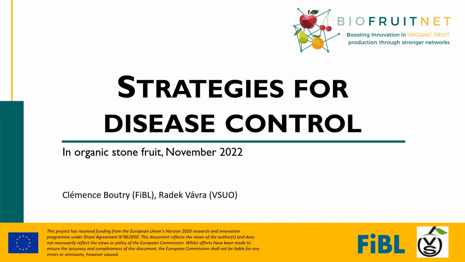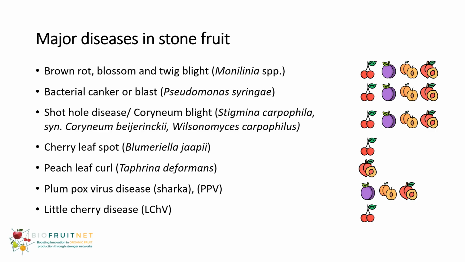Strategies for disease control in stone fruit. Major diseases of stone fruit species include brown rot, or blossom and twig blight, bacterial canker or blast, shot hole disease, also called Coryneum blight, cherry leaf spot, peach leaf curl, plum pox virus disease, and little cherry disease. These diseases will be presented in detail further in the coming slides.